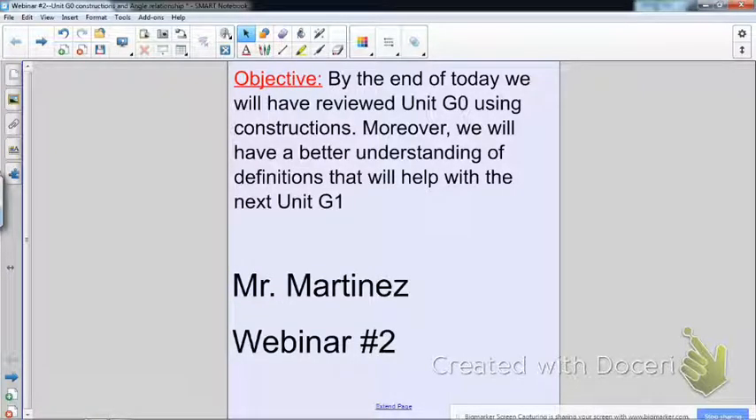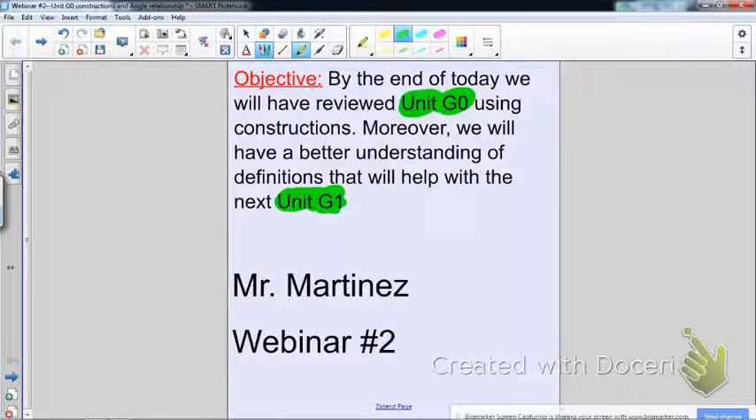So this is our second webinar. Again, we are going to be talking about key concepts today of G0 and Unit G1. Remember that G0 was a lot of the constructions that we had to do. It was a lot of the vocabulary that we talked about. And then it was a basic introduction of all the things that we looked at.